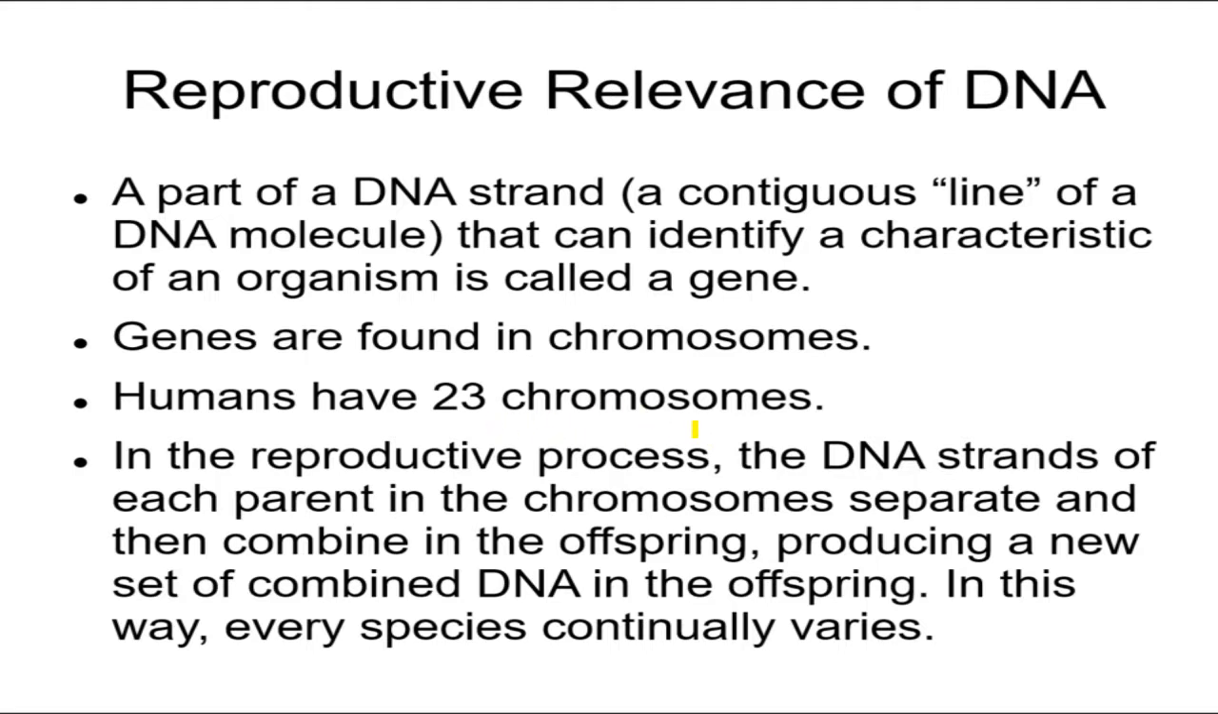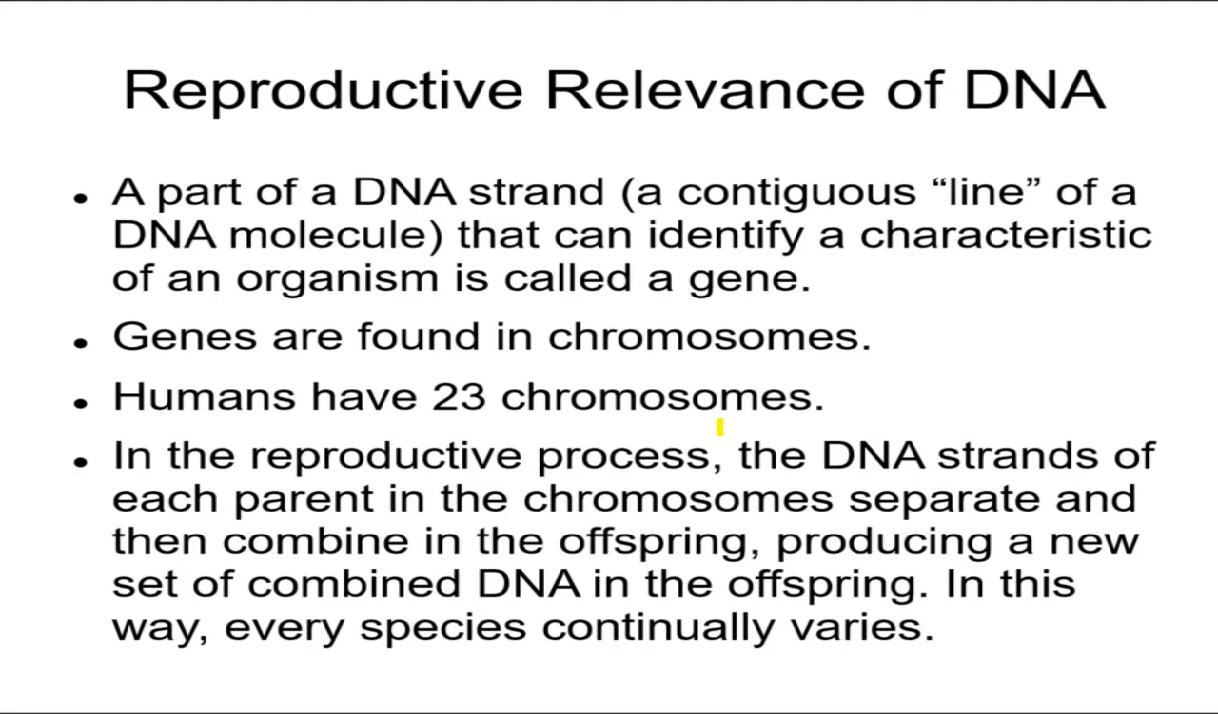Anyway, so in the reproductive process, the DNA strands of each parent, the DNA splits. Remember, there are two strands. It's double-stranded DNA. That's a standard DNA. It splits into two different strands, and each strand can combine. And when the parents get together, a strand of one parent can combine with a strand of the other parent. So we have some kind of new DNA that comes from the combination of DNA from each parent.